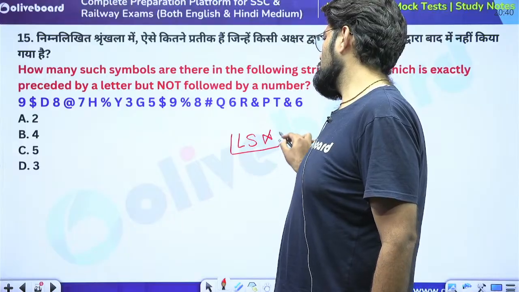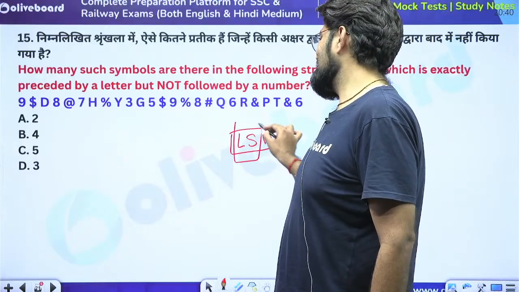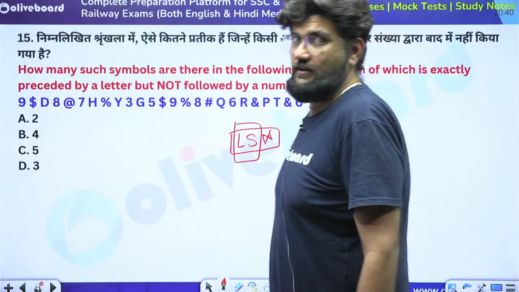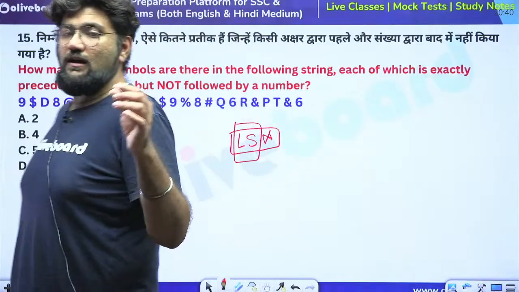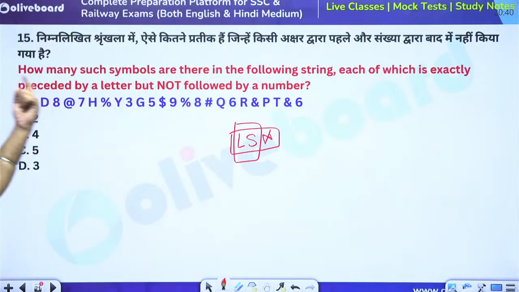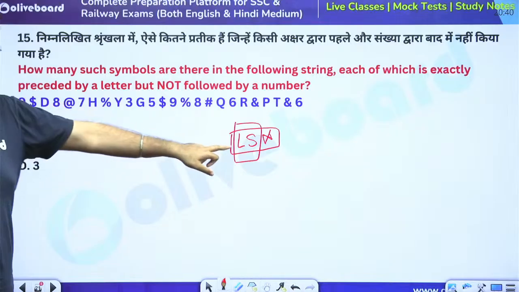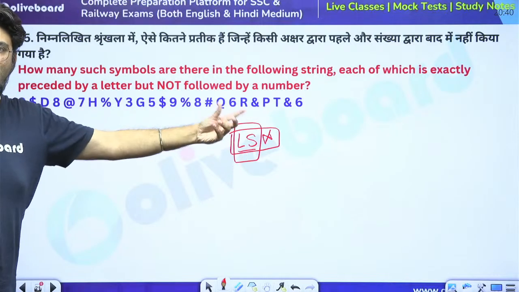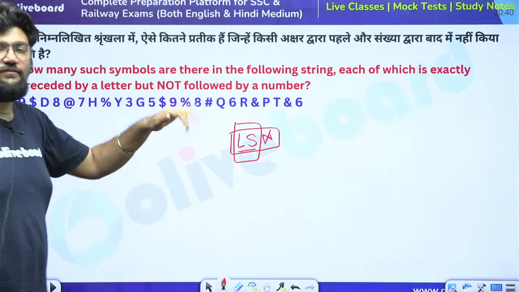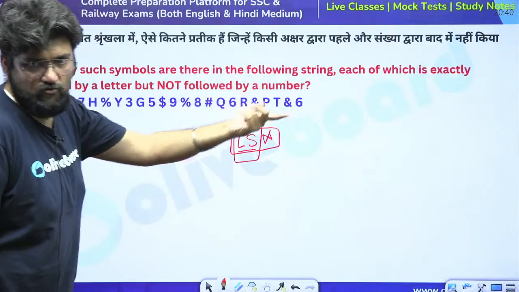So, basically what you will do is you will look for a combination of a pair of letter and symbol. Don't ever look for a single thing. Don't look for symbols and then check letter, number. Check for what you want. You want a letter symbol. So check for a pair of letter symbol. After that, if there is a number, don't count it. After that, if there is no number, count it.